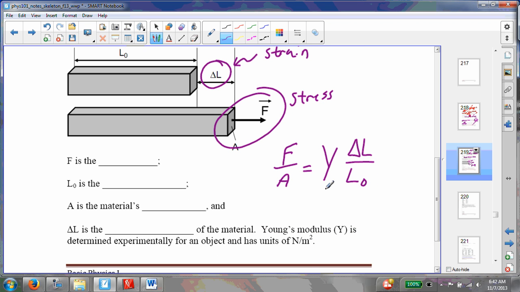So F is the force applied. L naught is the initial length of the material. A is the material's cross-sectional area. Shown here is the area of this face. So if you had a rectangular prism like this, it would be the area of that square. If it were a cylindrical object like a rope, it would be the cross-sectional area of the circle. Right? And then delta L is the change in length of the material.